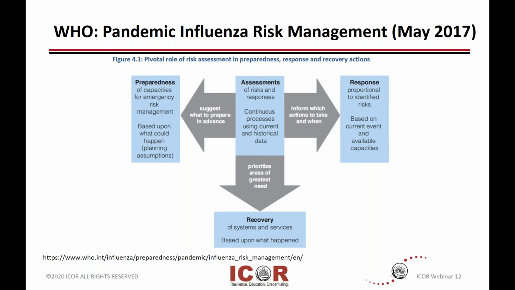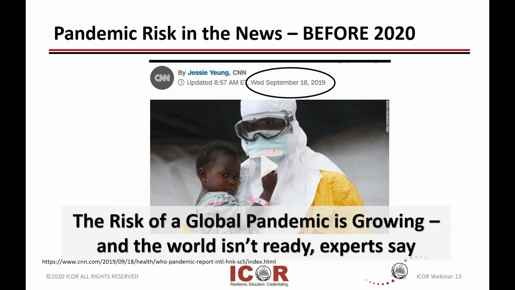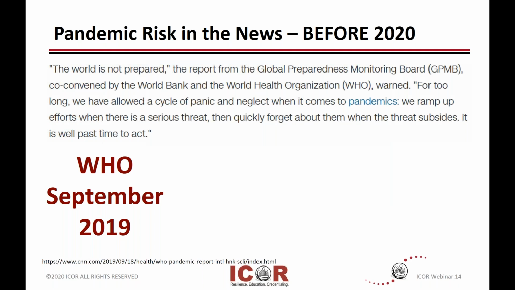Even as late as September of 2019, CNN published from another study that the risk of a global pandemic is growing and the world isn't ready. It's quite an interesting article if you look back on it. WHO also published that the world is not prepared. And I believe that the CNN news is actually from the WHO pandemic report. But they said, for too long, we've allowed the cycle of panic and neglect when it comes to pandemics. We ramp up efforts when there is a serious threat and then quickly forget about them when the threat subsides. It is well past time to act.